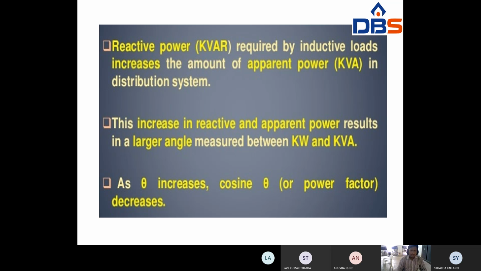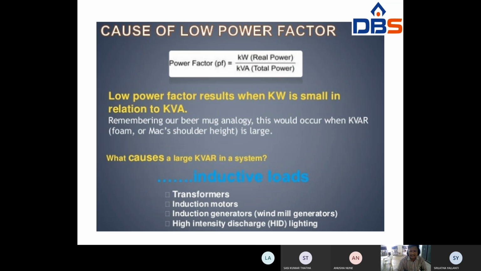So now how can you improve the power factor? By connecting a capacitor across the line, right? Before going to that, what are the main causes of low power factor? The definition of power factor is nothing but the ratio of kilowatt by kVA, otherwise active power to apparent power, or real power to apparent power, whatever it may be. So what are the causes of low power factor?